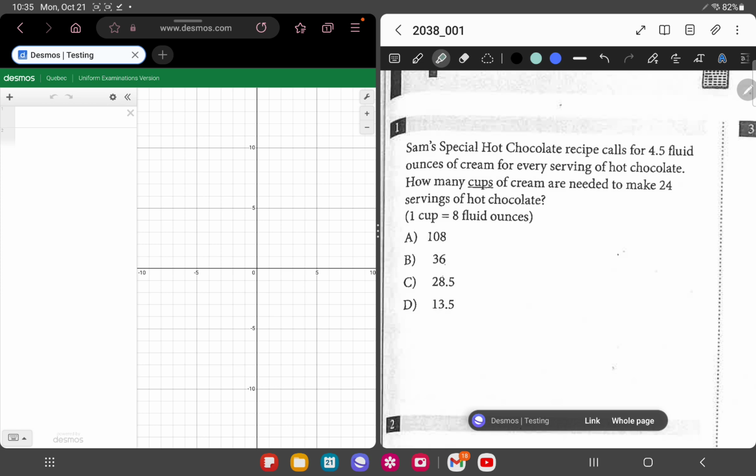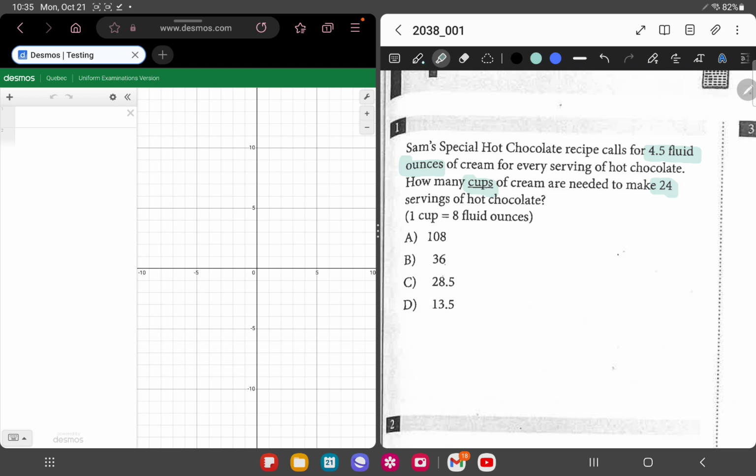This is problem number 1. It says Sam's special hot chocolate recipe calls for 4.5 fluid ounces of cream, right? Now I'm going to start highlighting some important information. I'm going to highlight 4.5 ounces because that's what we're going to be working with. This is of cream for every serving of hot chocolate. How many cups of cream are needed for 24 servings of hot chocolate? So we're going to be doing 24 servings. We know that per serving we need 4.5 ounces.